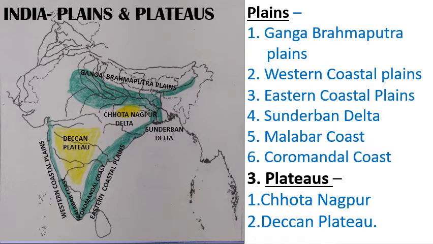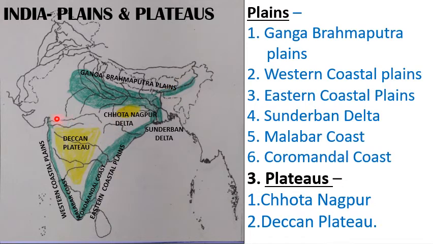Now children, on this map we will mark plains and plateaus of India. For plains we will use green color, and for plateaus we will use yellow color. As the name suggests, Ganga Brahmaputra plain: the plains which are formed by river Ganga and its tributaries. So this is Ganga plain, and this one is Brahmaputra plain, formed by river Brahmaputra.